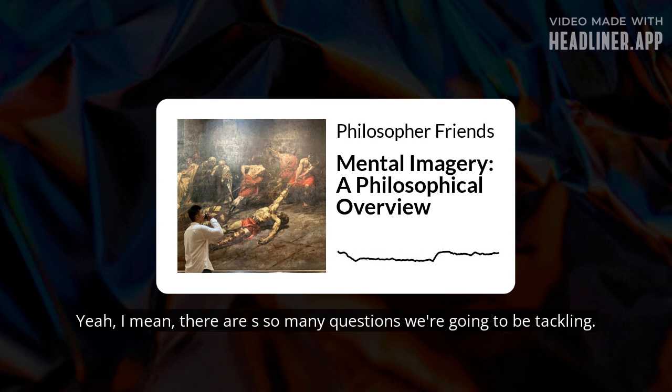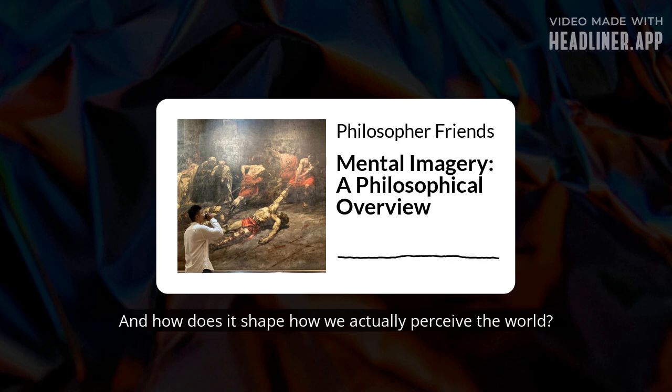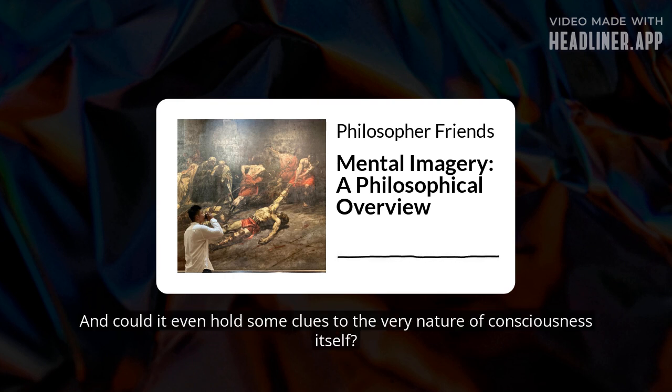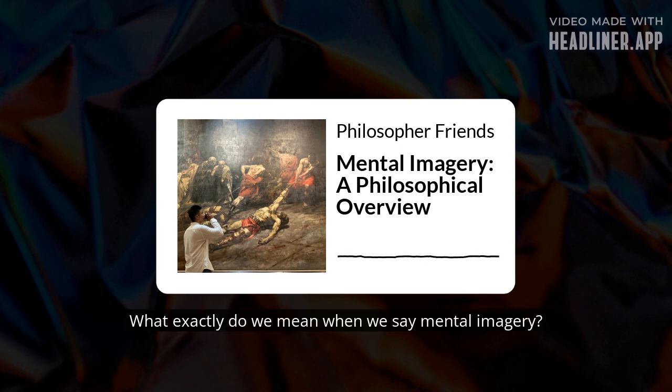Yeah, I mean, there's so many questions we're going to be tackling, right? Like, how is mental imagery different from imagination? Right. And how does it shape how we actually perceive the world? Yeah. And could it even hold some clues to the very nature of consciousness itself? Ooh, big question. Big question. So let's start with the basics. What exactly do we mean when we say mental imagery?